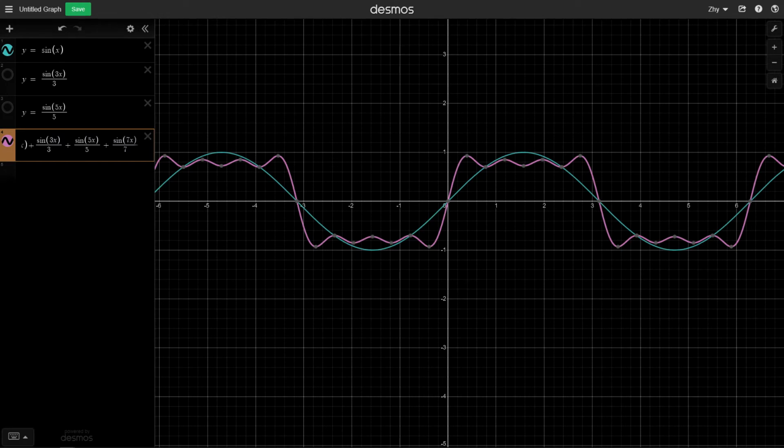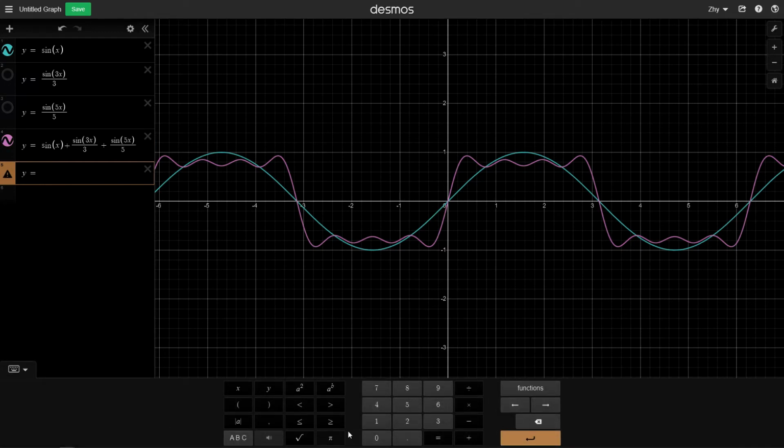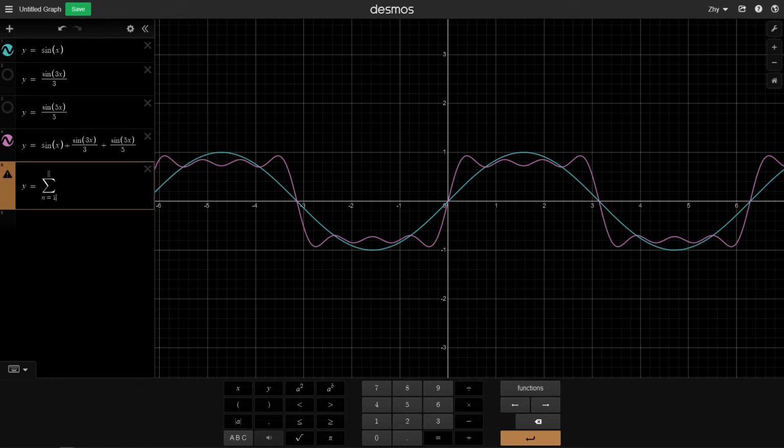Now, if you inspect this, there is a pattern. What is the pattern? It is a summation of what you saw. Let's write it: Y is equal to the summation from n is equal to 1 to, let's say, a. That is the pattern we see. Can you write that pattern?